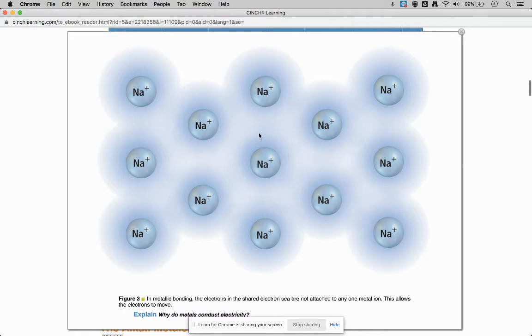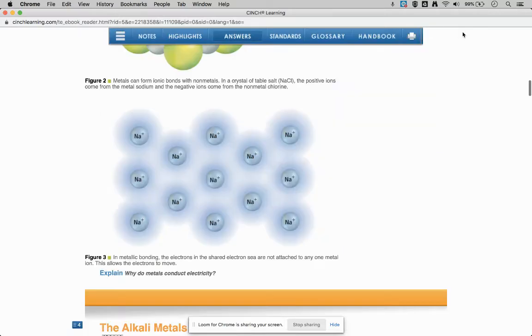So why can metals conduct electricity well? Because these electrons are free to flow, right? In a lot of other substances, the electrons are more fixed in a location, and so they can't really flow around as well. But when you have metals with electrons moving around in here, that makes it much easier for electricity to flow through a particular substance. And in this case, it's a metal.